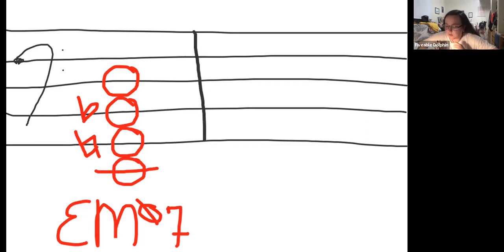If you wanted to, you could write out the key signature as well, but since it's just this one specific chord that they're giving you, it's okay if you don't. And next one.